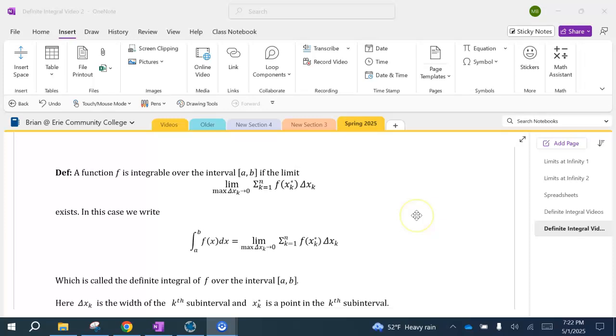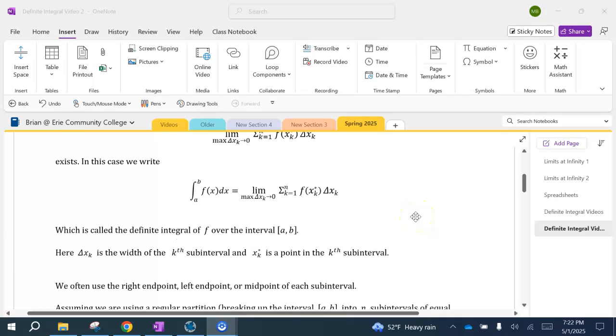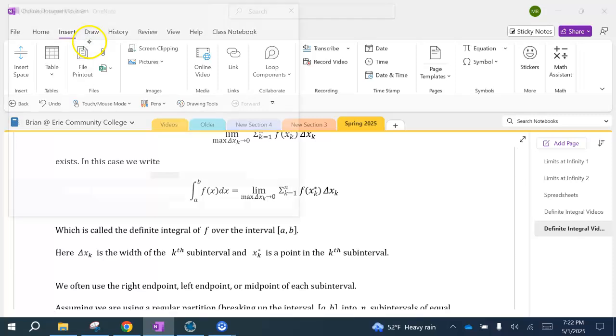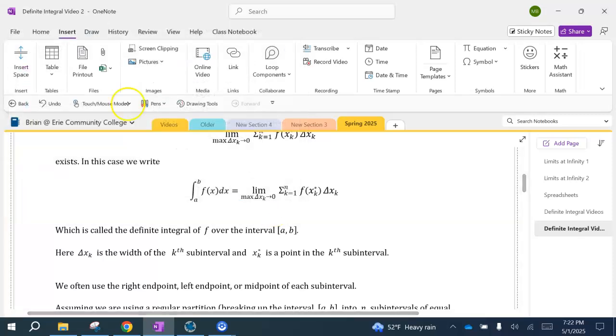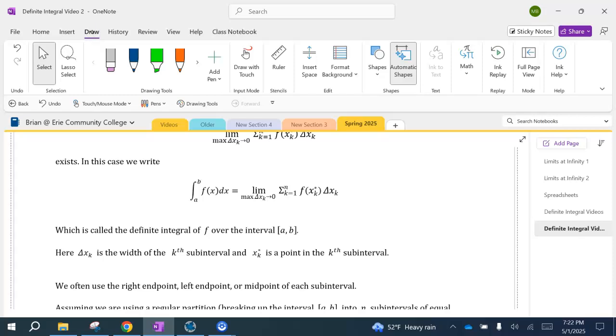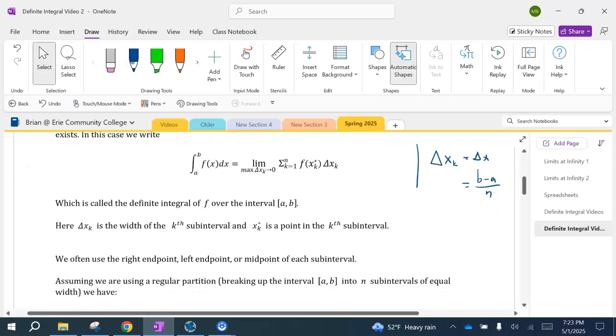Now, for the next couple examples we're going to look at, we're going to use what we call a regular partition, and doing so, as we showed in the last recording, the subinterval width is going to be constant. It's going to be the same. So for this recording and for the next couple, delta x of k is just going to be delta x. That's the width of your subinterval, the length of the interval divided by n. We're going to break it up into n subintervals of equal width. So just keep that in mind.